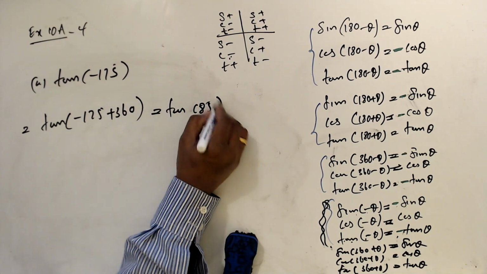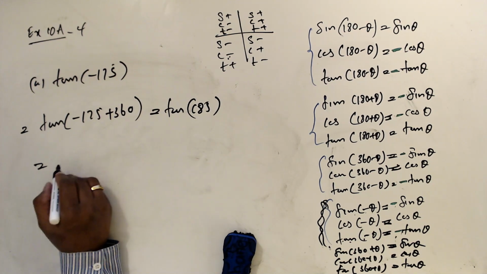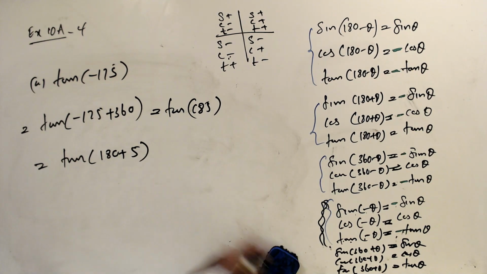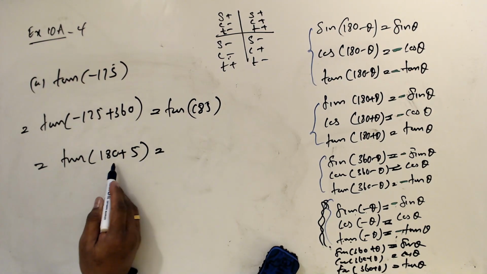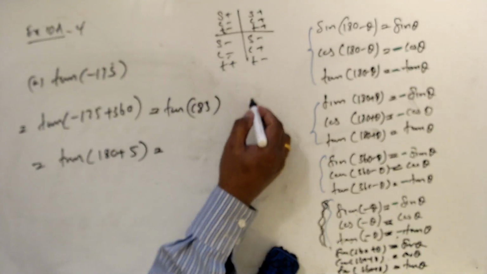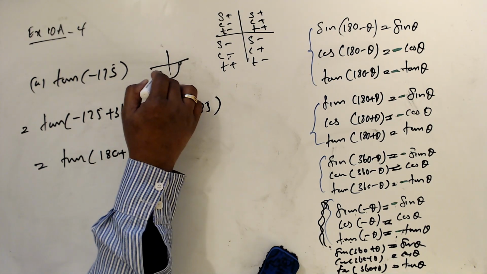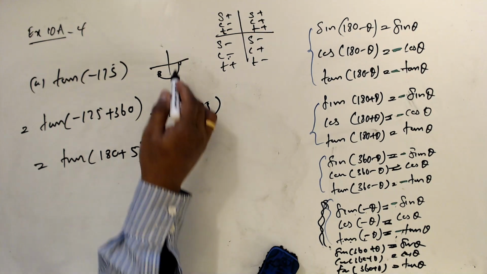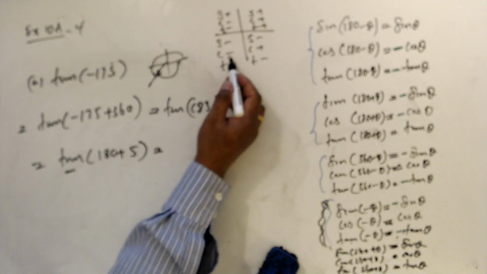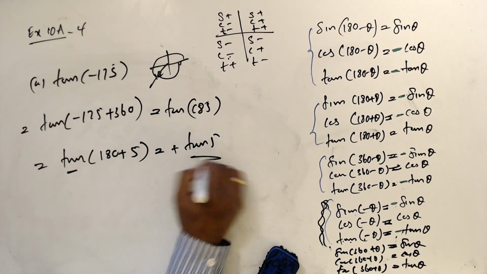Tan 285. We can write tan 180 plus 5. In which quadrant is this angle? 185 means third quadrant. In the third quadrant tan is positive. So positive tan 5.